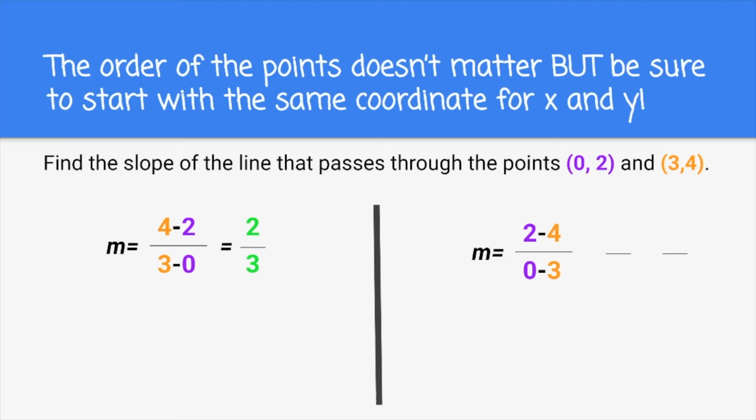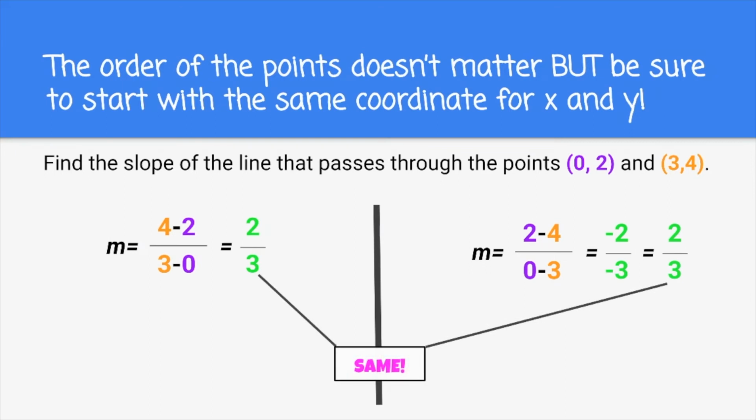Let's do the same thing, except this time we're going to start with the purple coordinate. So 2 minus 4 would be -2 over 0 minus 3, which is -3. If you recall, a negative over a negative cancels out, therefore I still get the result of 2/3. So again, it doesn't matter the order, just make sure if you need to color code, you just have to start with the same value for x and y.